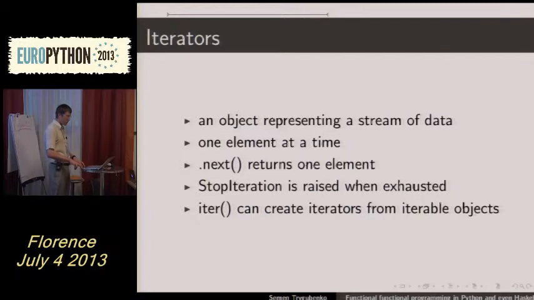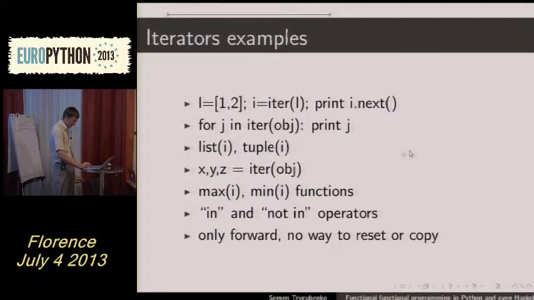There is this special iter function that can create iterators from iterable objects. So here's a very quick summary of how you can use iterators in Python. If you have a list, you can create an iterator, and then you can invoke the next function on it, and it will produce elements until L is exhausted. Then you can convert iterators into lists or tuples, like so. You can do expansion. Many functions accept iterators, like min and max.